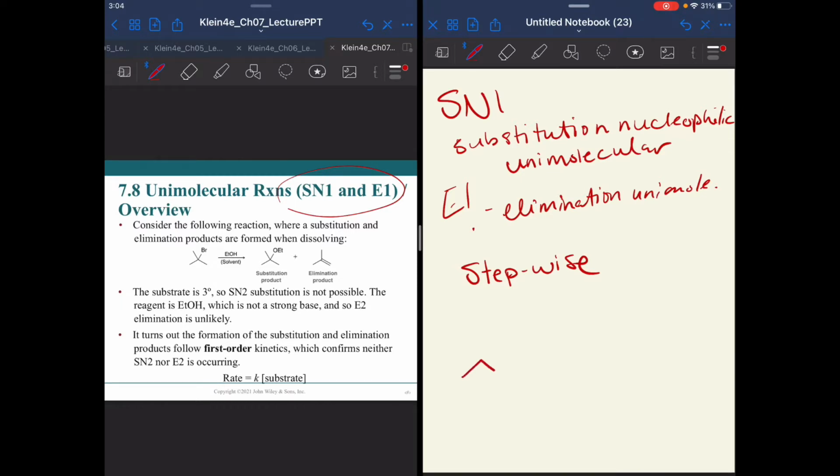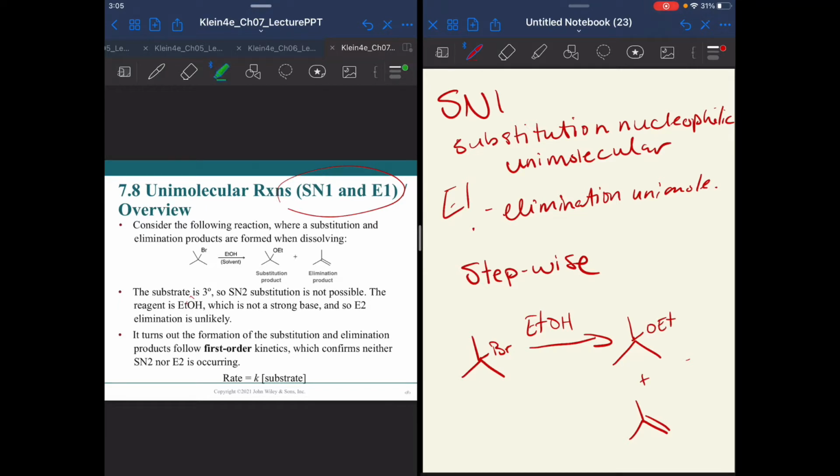So let's look at this example that's shown here. When we have this tertiary alkyl halide and we are going to treat it with an alcohol, so we're seeing ethanol here, which is not strong. It's not a strong nucleophile or a strong base. It's weak. But we do get some substitution product, right, where we switch out that OEt for the bromine, as well as some elimination product. All right, and we do get a mixture of them, and we're going to talk about that.